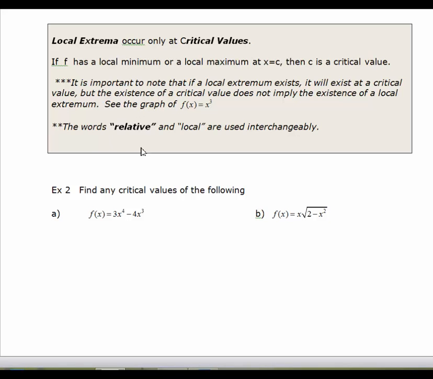The other word that can be used to describe local extrema is relative, and so some textbooks use relative extrema instead of local. So if you see that word, that's what they mean. And the first thing I want you to be able to do is to just find critical values. And so we'll do that in the next video.